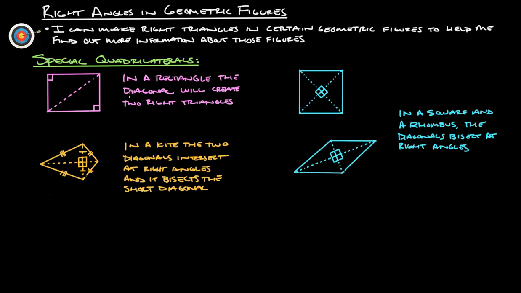In a rectangle, the diagonal will create two right triangles. So you cut this in half and look, you got a right triangle here and you got a right triangle there. In a kite, the two diagonals intersect at right angles, and it also bisects this short diagonal. So this diagonal here is cut exactly in half. In both a square and a rhombus, the diagonals bisect each other at right angles. So you can see we've got a bunch of right triangles that we've made here as well.